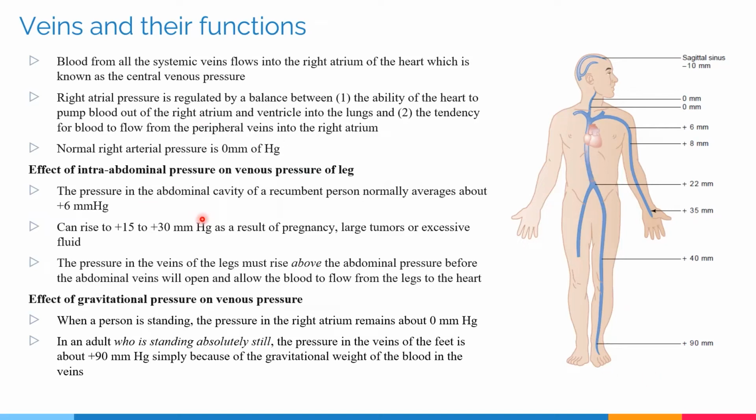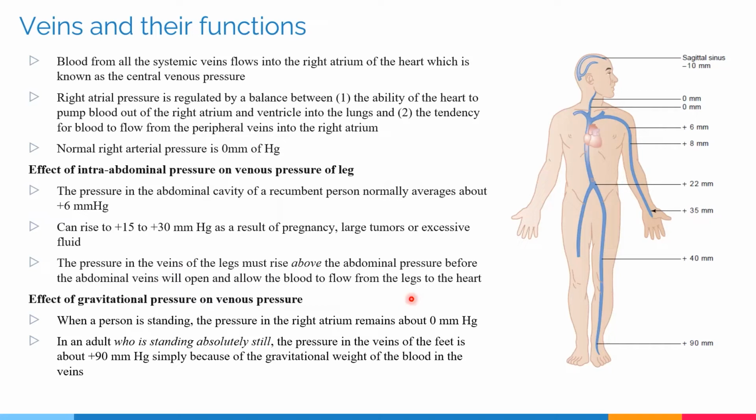The pressure in the abdominal cavity of a recumbent person normally averages around 6 millimeters of mercury, but this can rise to around 15 to 30 millimeters of mercury as a result of pregnancy, large tumors, or excessive fluid storage in the intra-abdominal space. The pressure in the veins of the legs must rise above this abdominal pressure before abdominal veins will open and allow blood flow from the legs to the heart.